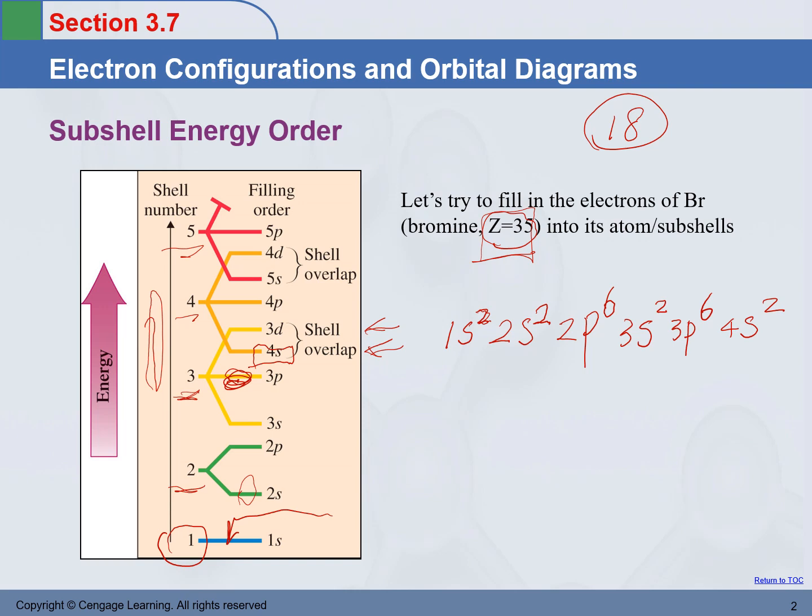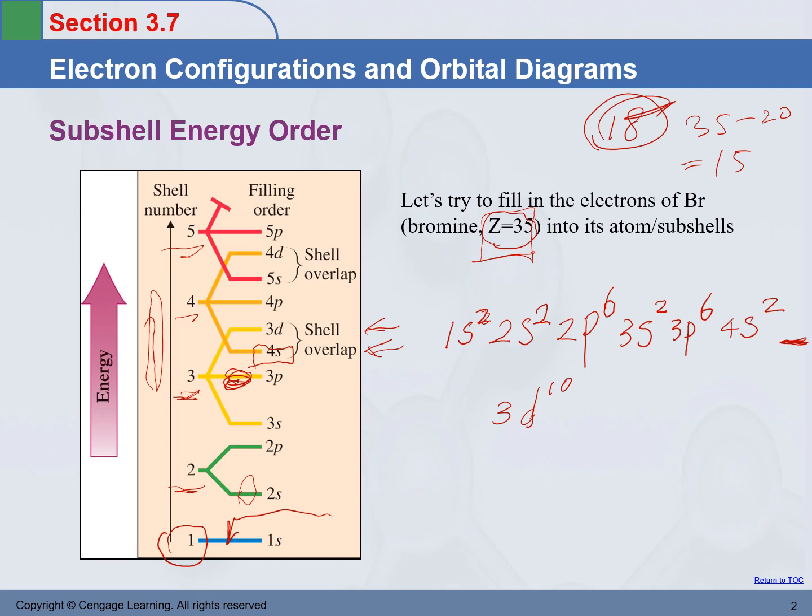Well, I'm running out of space. Ideally, I'd keep writing the next one, 3d, here, but I don't have enough room. I'm going to write it here below. So next will be 3d. 3d can take up to 10. Do we still have 10? Let's see. We have 2, 2, 6, 2, 6, 2. That's 20. We have 35 minus 20, which is 15. Well, we have way more than 10. So 3d will be filled up. 3d will take 10 electrons.